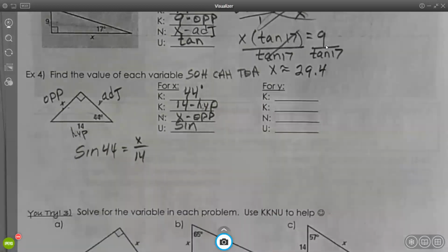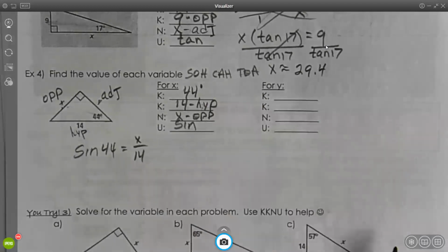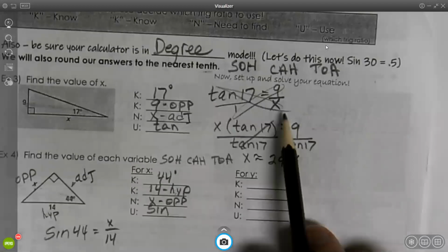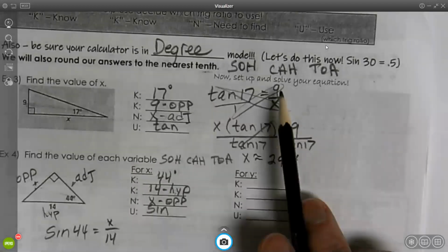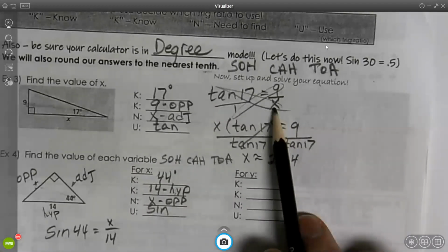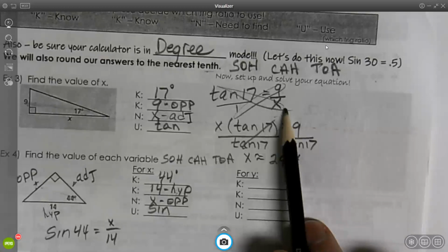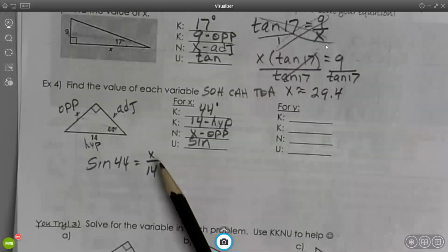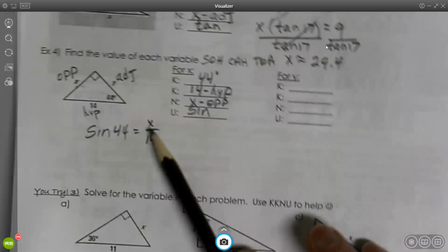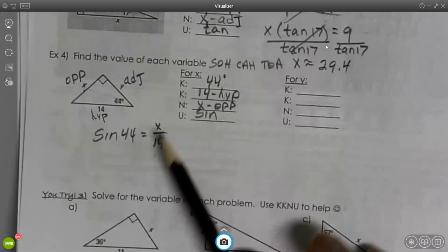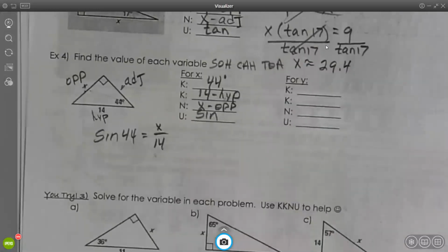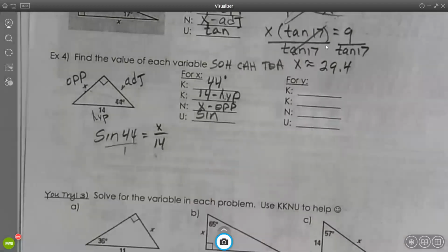Look where I put the x this time. In the previous problem, the x was put on the bottom of the fraction because it was the adjacent side that didn't have the value. In this case, it's the opposite side. And because the hypotenuse did, we put the 14 on bottom in the hypotenuse spot. You can still put it over 1 if you want. That helps you stay organized.